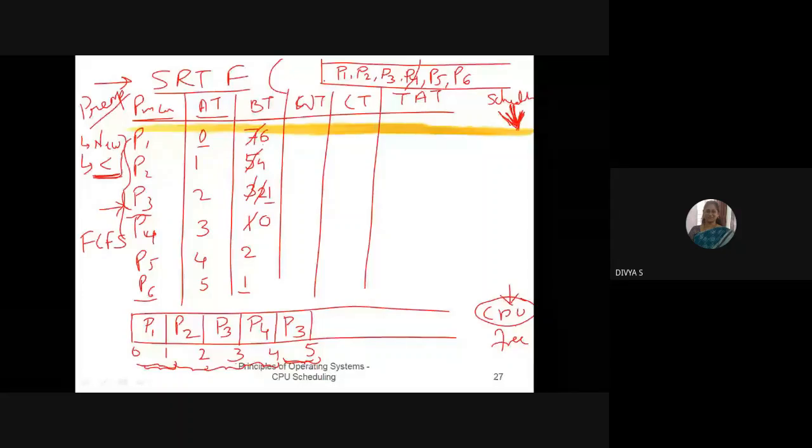Shreya. Yes, ma'am. Please tell me, dear, the simple answer. The scheduler is going to pick a P3 process or a P6 process, as the burst times are the same. Okay, Sushant. I don't know, ma'am.